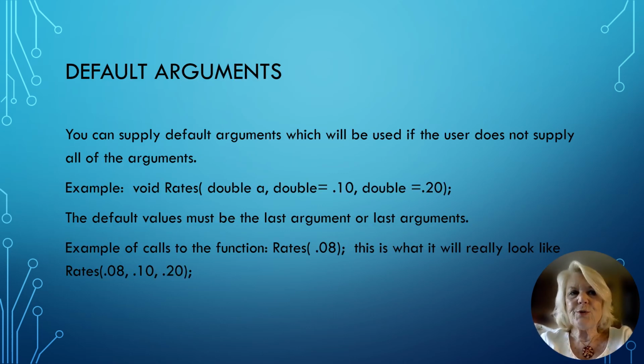Sometimes it's useful to supply default values for the parameters in a function. If the user does not supply all of the values, the default values are used. Note that if there are 3 parameters in a function, all of them could have default values, or the second and third could have default values, or just the third could have a default value. You cannot have just the first parameter as a default value and not have default values for the second and third parameters.